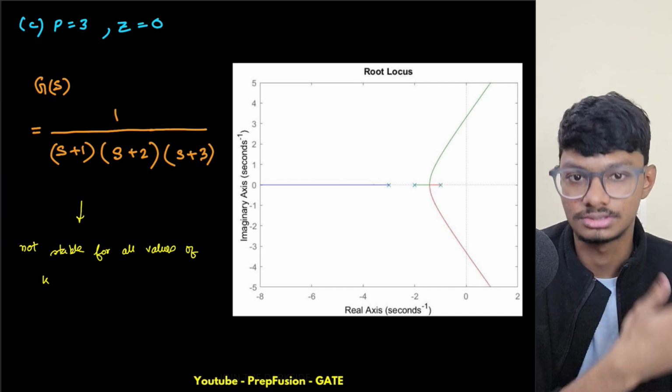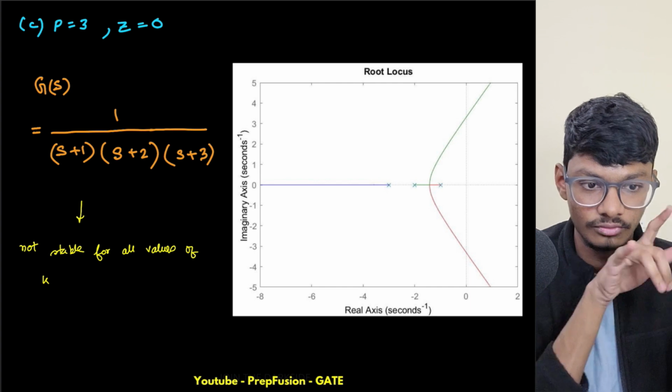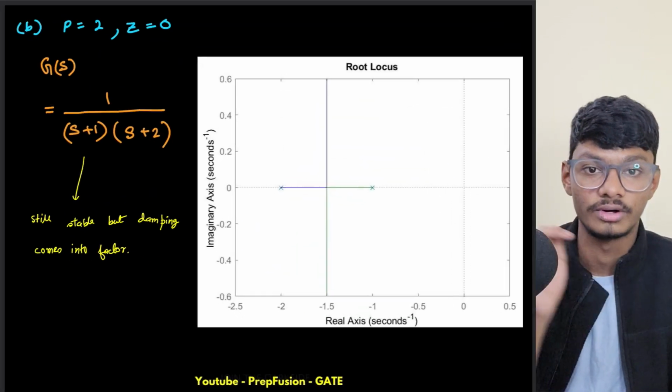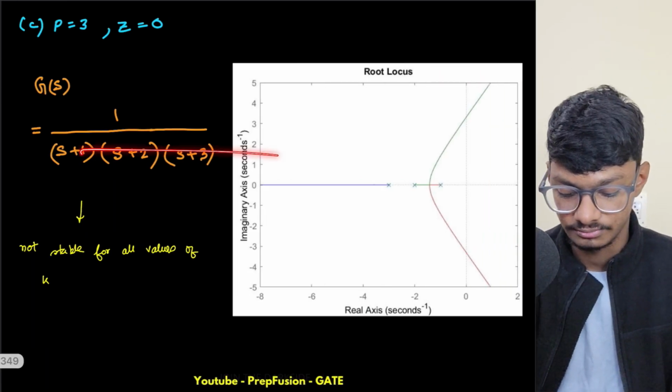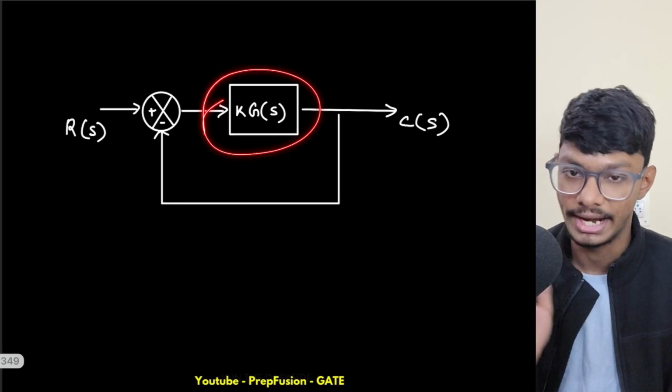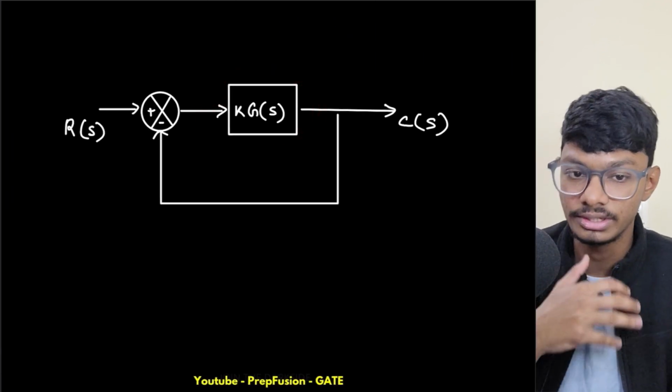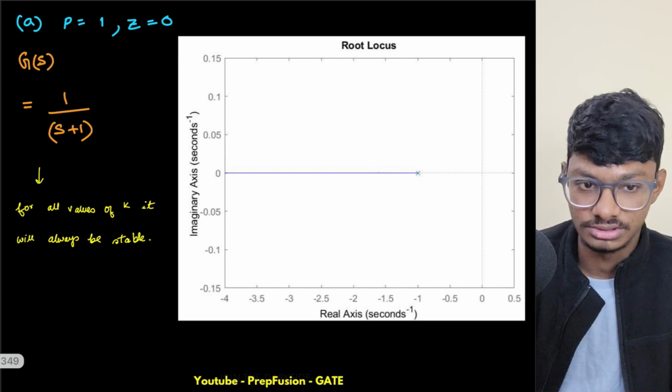Obviously we can't change it to the CLTF. Our controller was in the forward path gain. It was in here, before this plant. Okay, before this plant. That is why I wanted to explain this to you.